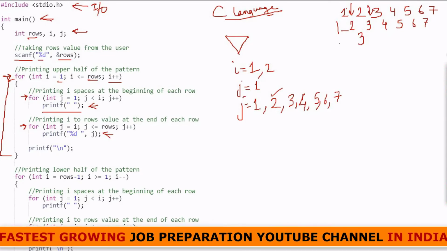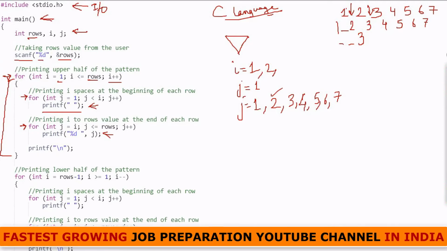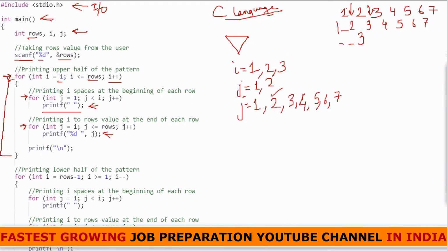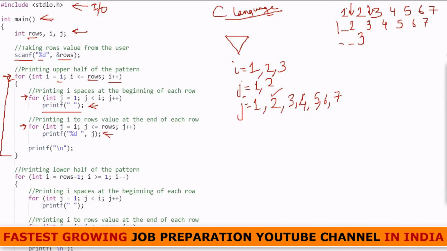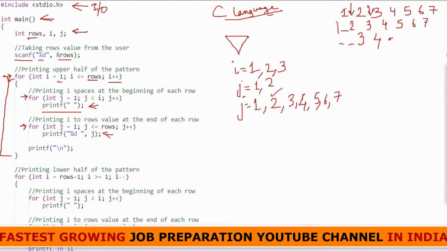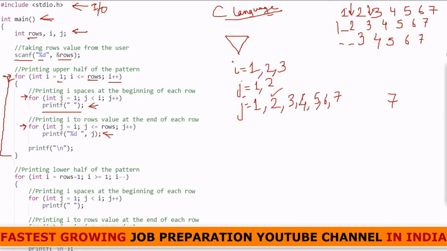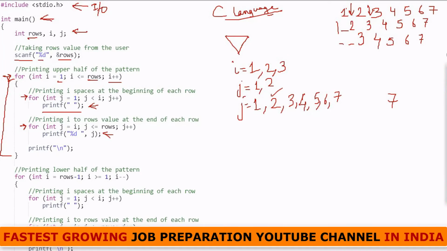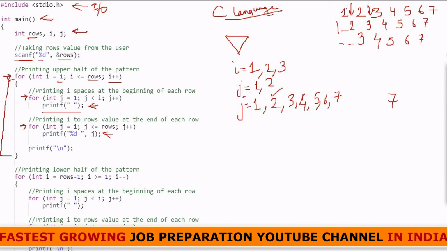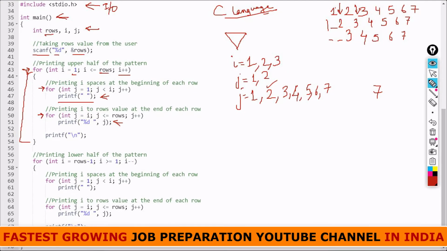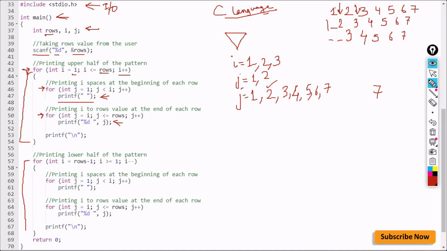Again it will be printed with 2 spaces because I becomes 3 and j will start from 1 and it will iterate to 1 and 2. Two spaces will be printed, so it will start from 3 4 5 6 7. It will keep on printing it till 7. So this the upper half of the pattern will be printed with this for loop, and for the later part, that is the lower part of the pattern, will be printed with the help of this nested for loop statements.